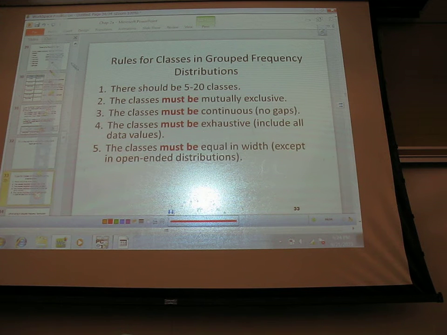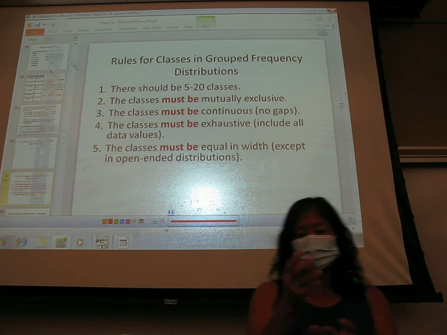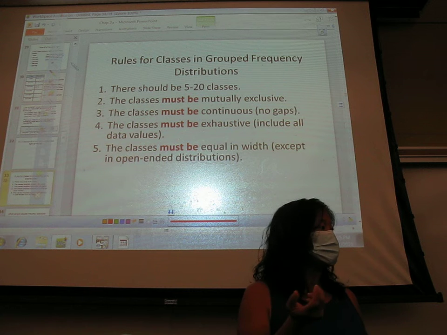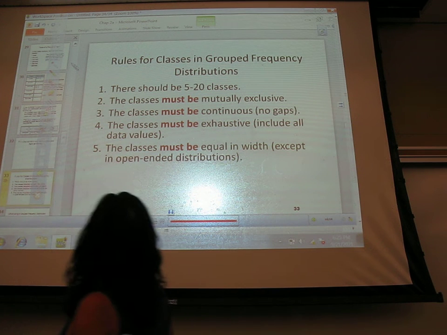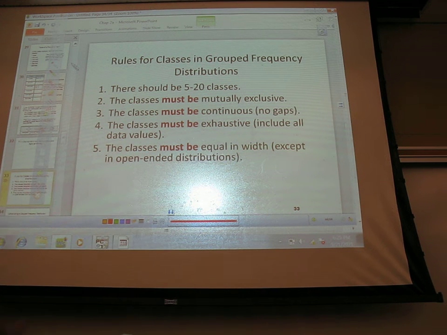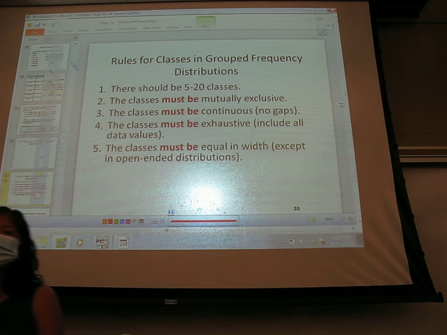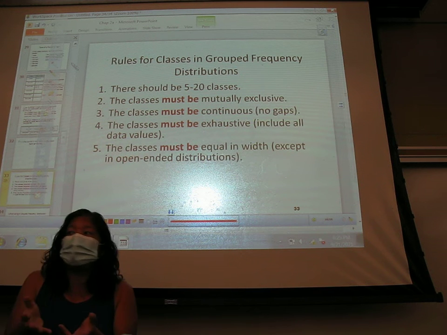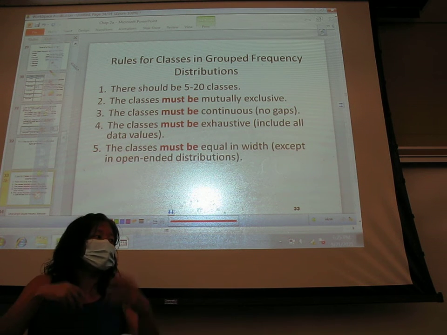That's too many pieces. The classes must be mutually exclusive. That means that you can't have something be in 2 classes at once. So in other words, I can't go from 1 to 10 and 10 to 20 and have 10 be in 2 different classes at once. You can't double count 10. Make sense? The classes must be continuous. No gaps in between. So I can't go from 0 to 5 and then from 10 to 15 and leave nowhere for 7 or 8 to be, right? There has to be a place for every data value to go.